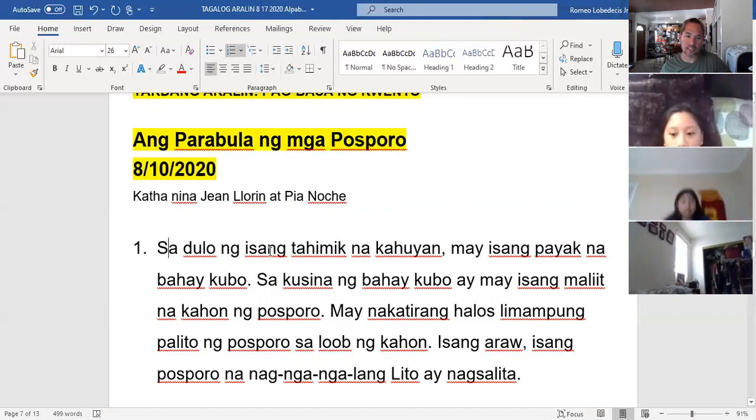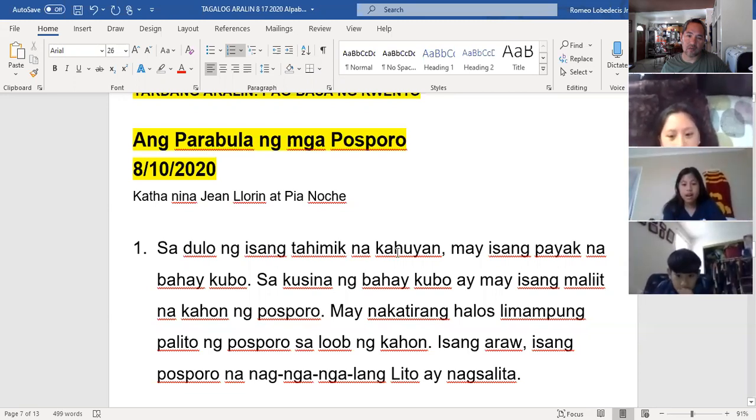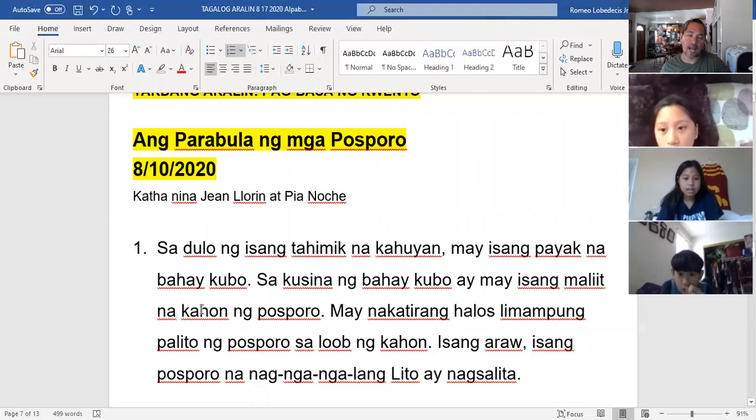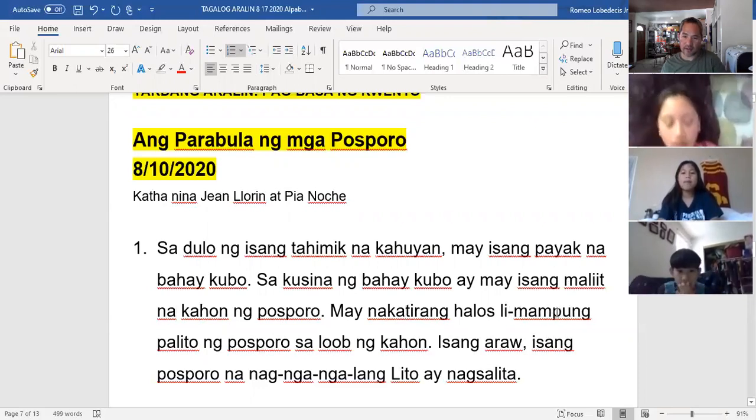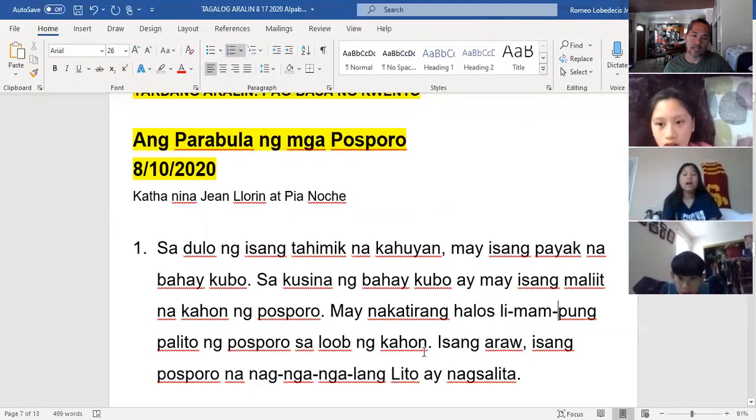Sa dulo ng isang tahimik na kahuyan, may isang payak na bahay kubo. Sa kusina ng bahay kubo ay may isang maliit na kahon ng posporo. May nakatirang halos limampung palito ng posporo sa loob ng kahon.